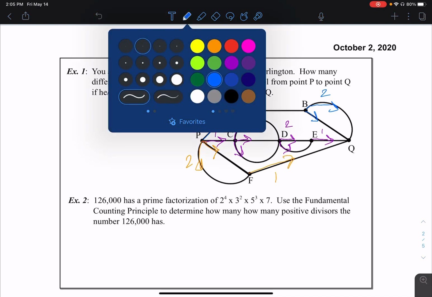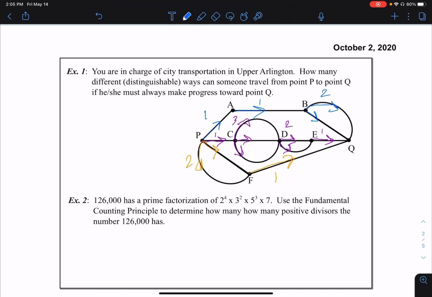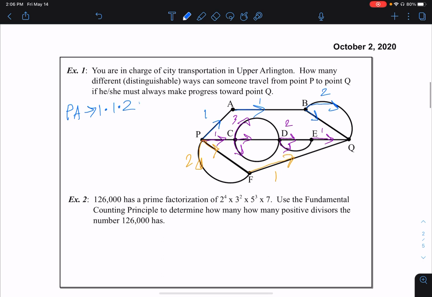So we're going to write that over here. We got the P to A path. That's 1 way times 1 way times 2 ways right here. And that equals 2. So that means there's 2 different ways to get from P to Q if you travel in the A direction originally.